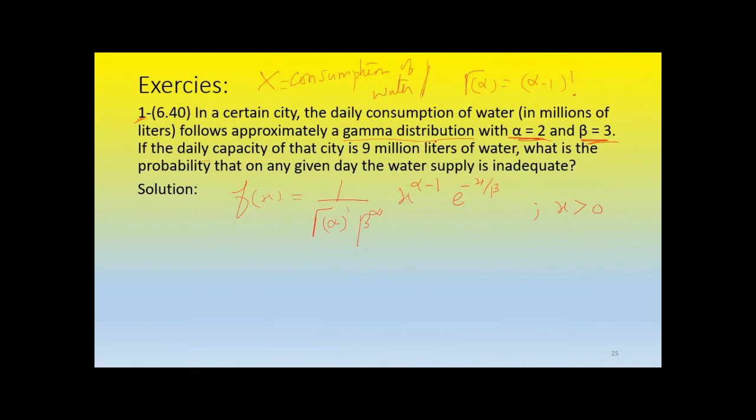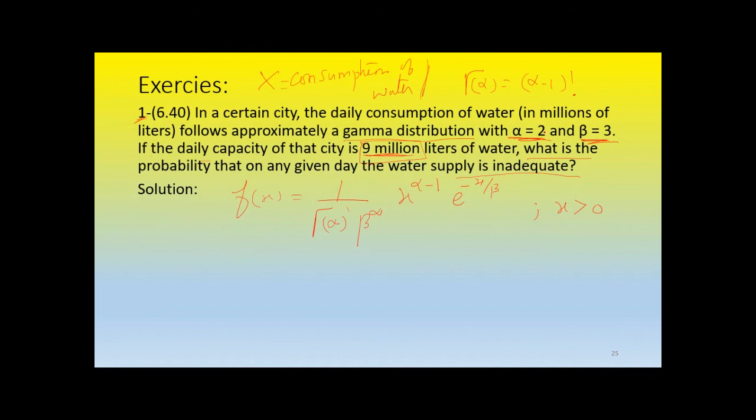So what is the consumption? Questions will come as whether the consumption is more than a number, less than a number, or between two numbers. So if the daily capacity of the city is 9 million liters of water, what is the probability that on any given day the water supply is inadequate? That means your consumption is going more than 9 million. So what is the probability that the consumption is more than 9 million? That's the question.